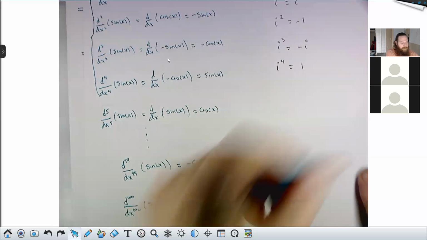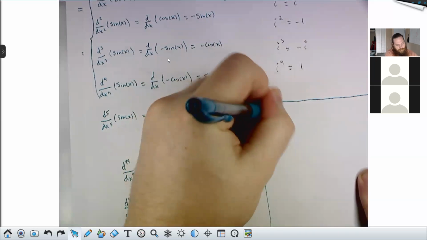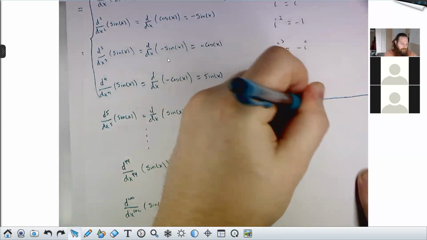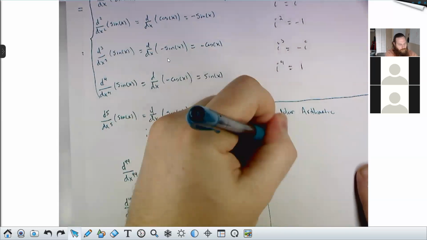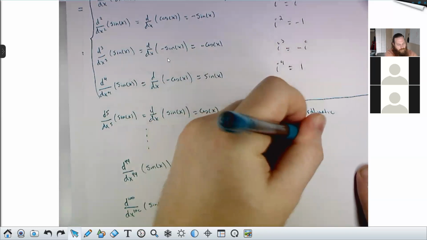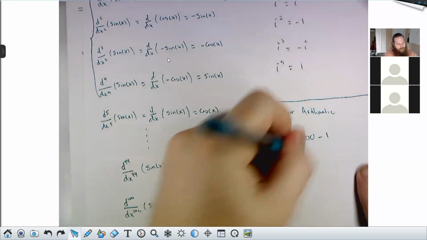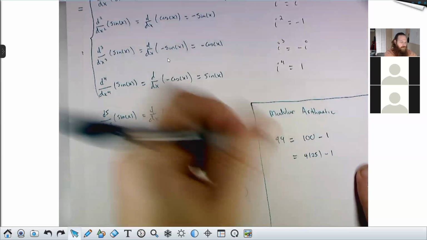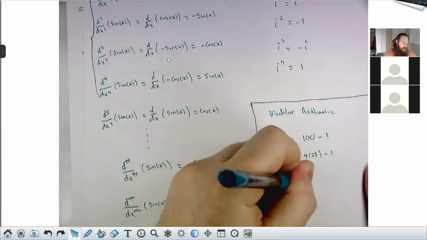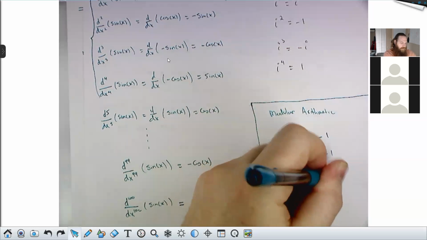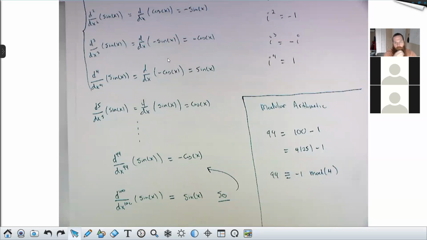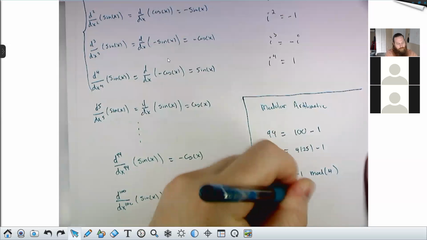What's going on here is something called modular arithmetic. It's all about remainders. And what we noticed here is that 99 is equal to 100 minus 1, which is 4 times 25 minus 1. So we could say 99 is congruent to negative 1 modulo 4. So in other words, if you're running through a cycle of length 4, that's the same as being 1 back from the end. If you take 99 steps running through a cycle of length 4, that's the same as being in the 3rd position. Negative 1 and 3 are congruent mod 4.